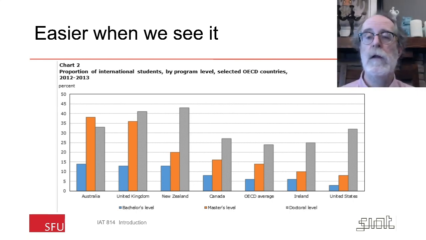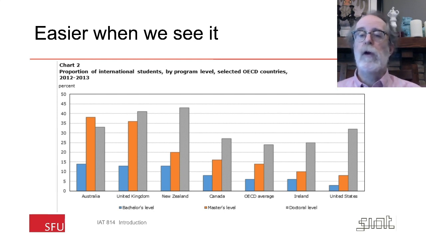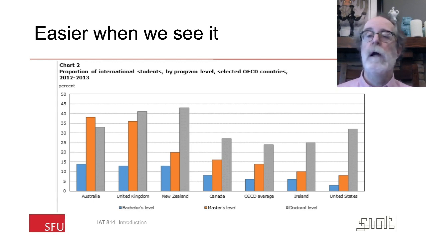It's typically a lot easier to understand a trend or understand how things are different from one location to another, in this case, when you can see the actual difference presented in a plot that is organized in a manner that's easy to understand. So this one is about the proportion of international students by program level in the populations of the individual countries shown here, with Australia, UK, New Zealand, Canada, the OECD average, Ireland, and the United States. As you can see, there's a big difference between bachelor's, master's, and doctorate level attendance in these countries.